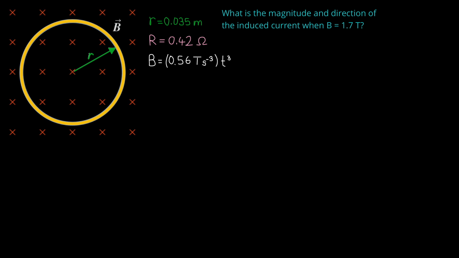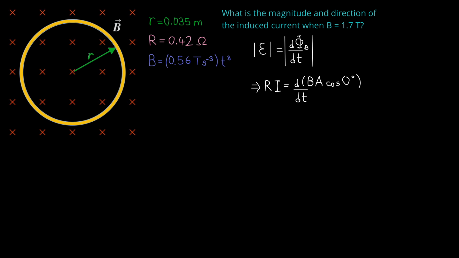A circular loop has the given radius and resistance values shown on the picture. At t equals 0, a magnetic field into the page is applied in the region where the loop is located. The magnetic field increases with time and it's proportional to the cube of time. The question is, what is the magnitude and direction of the induced current in the loop at the instant when B is equal to 1.7 Tesla?